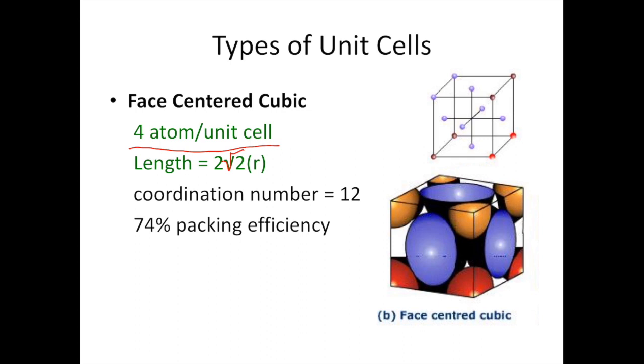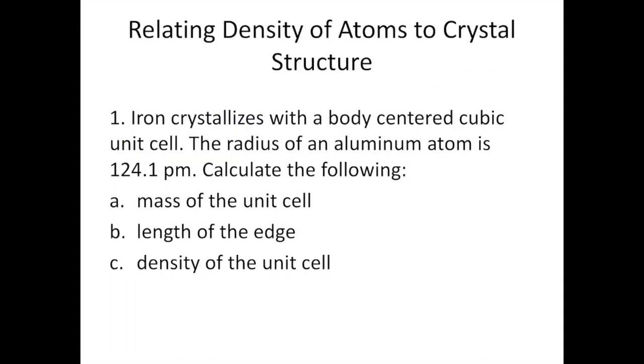Your coordination number is 12, so there's tons of neighbors. Everybody's all over the place, and there's a 74% packing efficiency, which just shows you how much more efficient this is as a way to pack than the other two. So this is face-centered cubic. And again, this information that we need to know what to do with would be given to you on the quiz or test.